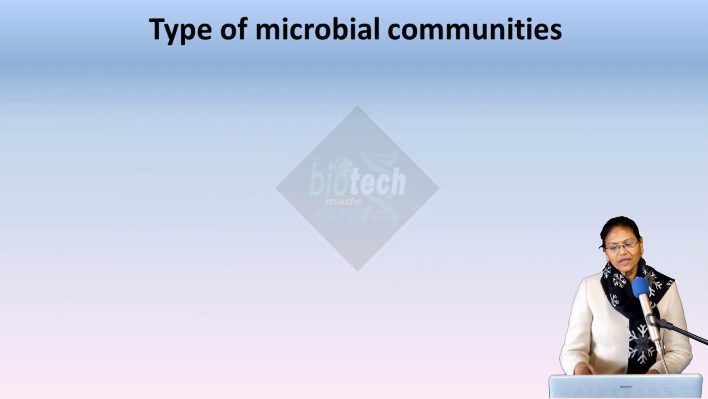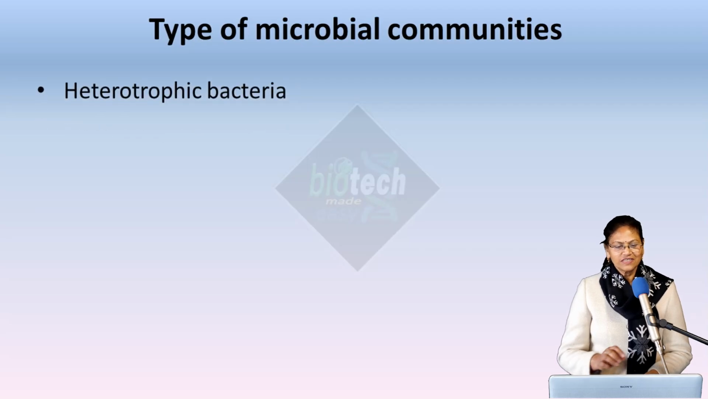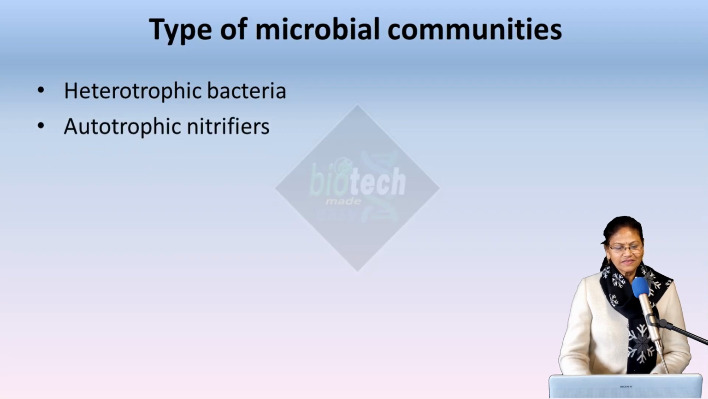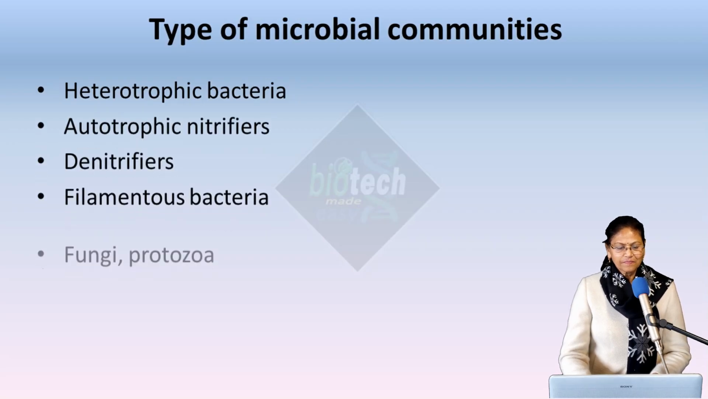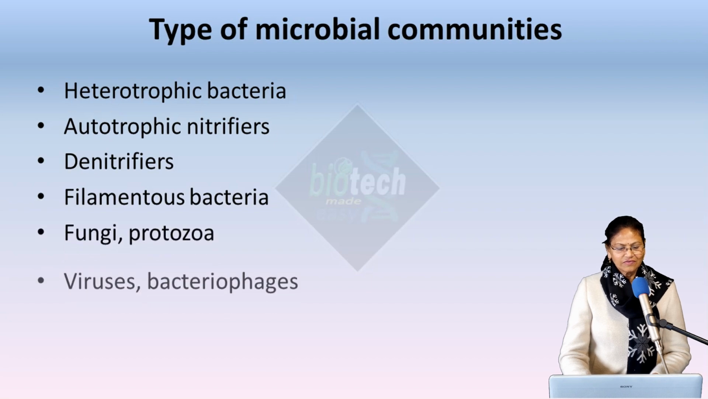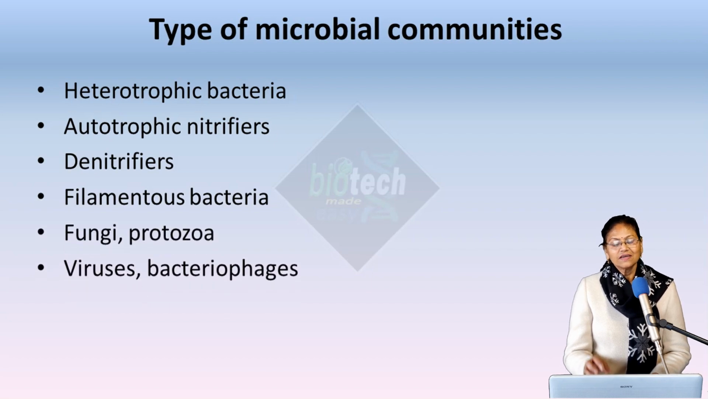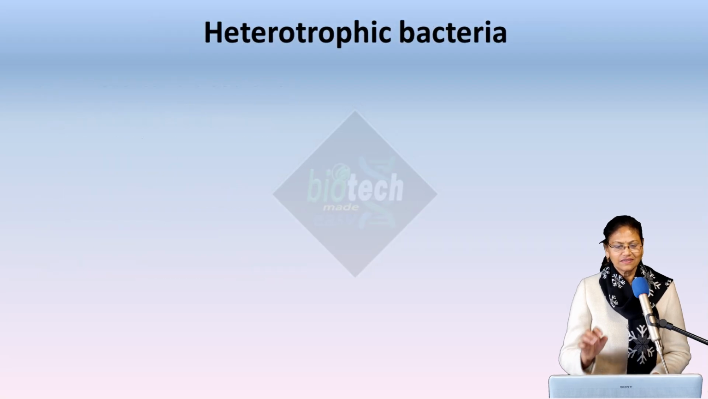Let's see what type of microbial communities are there in wastewater treatment. First are the heterotrophic bacteria, then autotrophic nitrifiers, denitrifiers, filamentous bacteria, fungi, protozoa, viruses and bacteriophages. So we'll take up all of these one by one in detail. Let's discuss the heterotrophic bacteria.